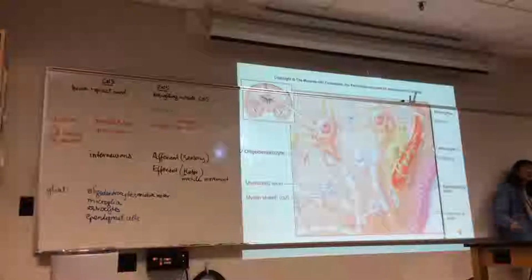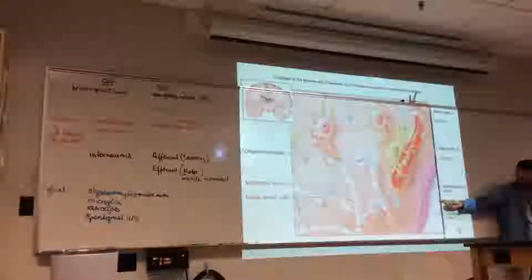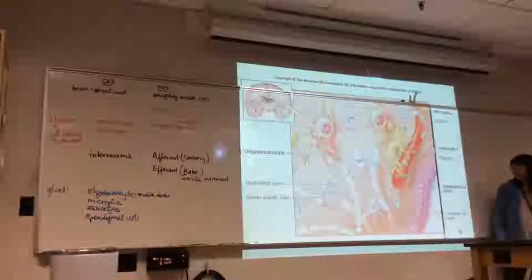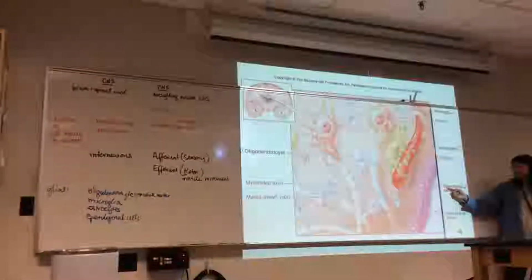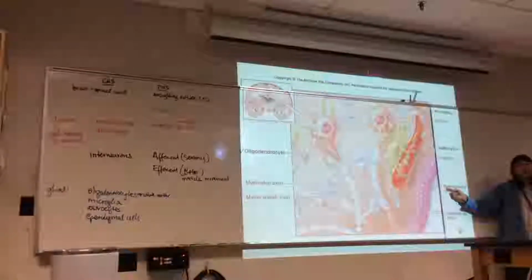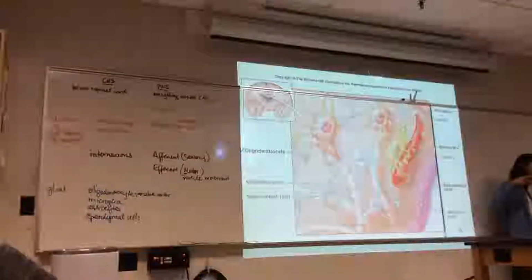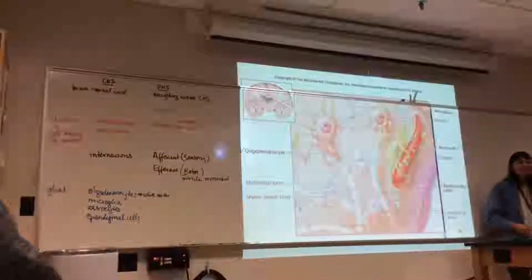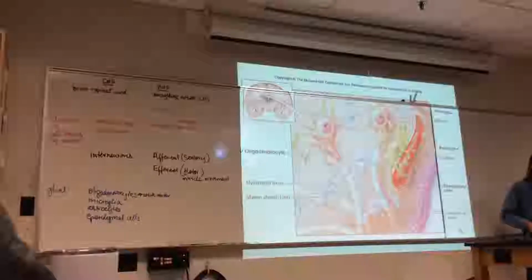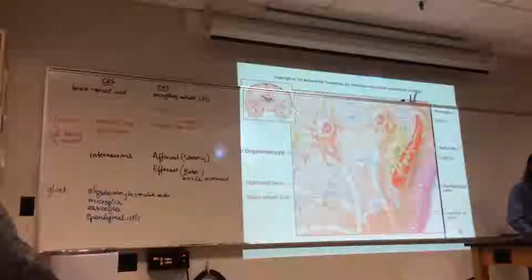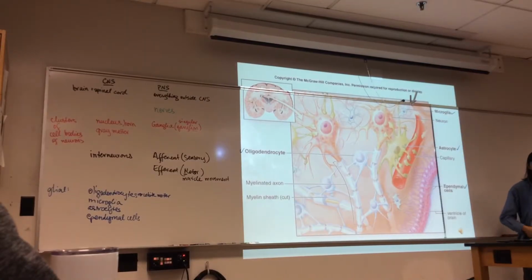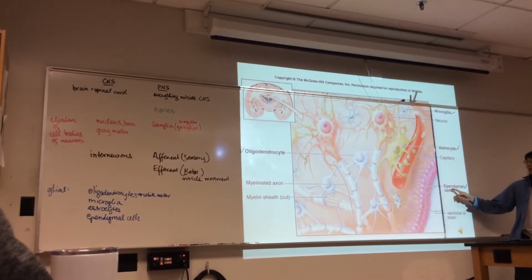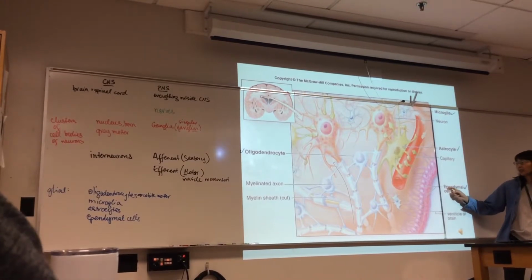Ependymal cell, people. Ependymal cells. The picture is not very good, so I'll give you some hints. EPE, what does that beginning remind you of? Epithelial, very good. What the heck is epithelial? It's a type of tissue. It's lining something. Yeah, very good. So that's how I remember it. EPE, epithelial. It's a lining.